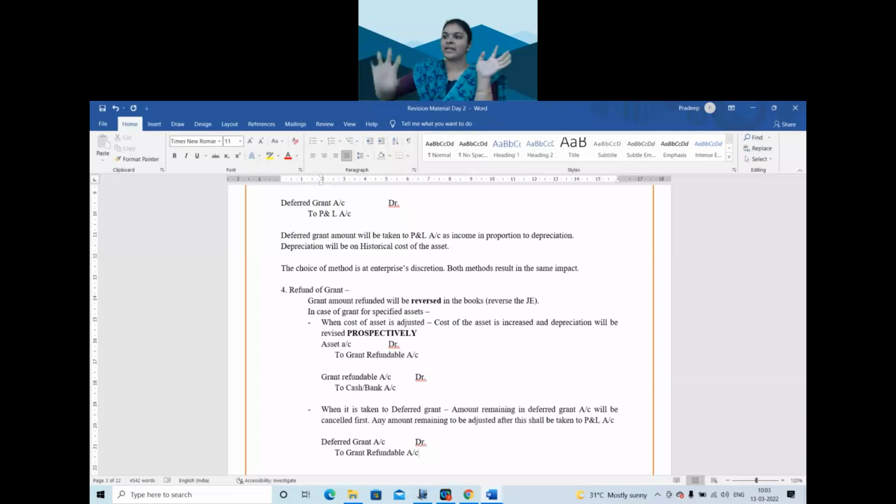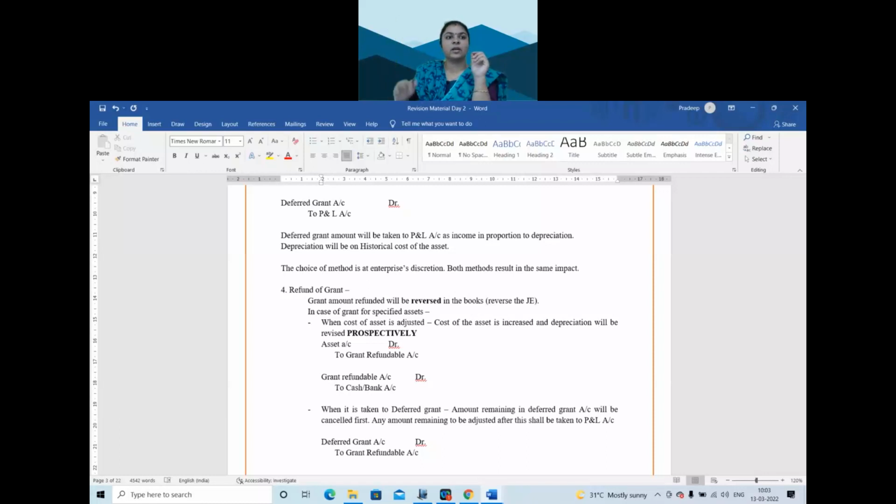Asset is already at historical cost. Keep it as it is. Deferred grant account debit to grant refundable. Suppose deferred grant has 3 lakhs balance. I am refunding a grant worth 5 lakhs.